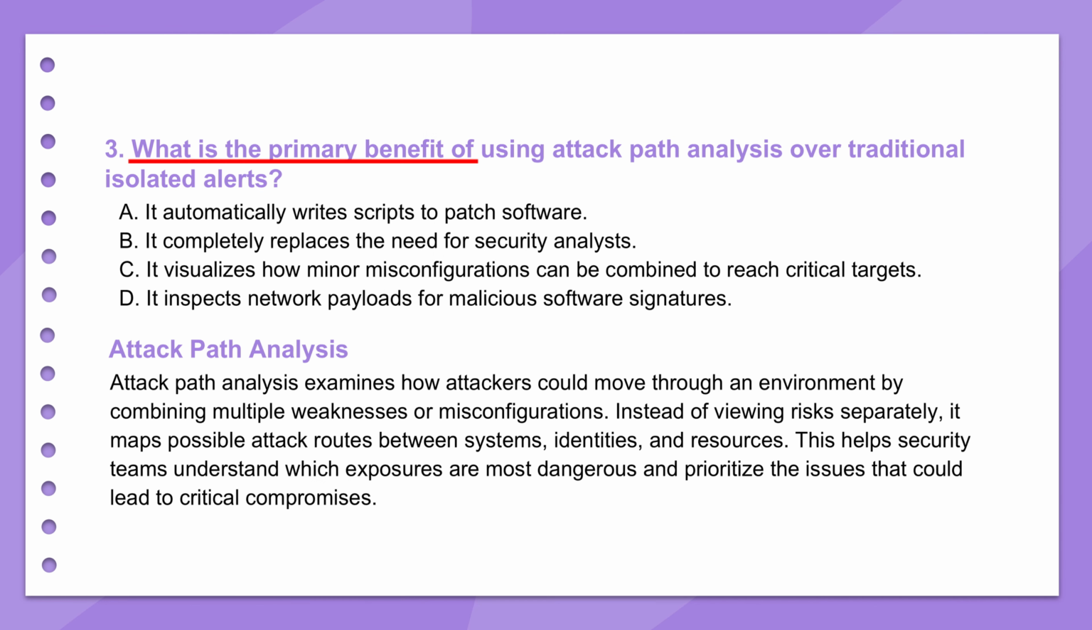Question 3. What is the primary benefit of using attack path analysis over traditional isolated alerts? A, it automatically writes scripts to patch software. B, it completely replaces the need for security analysts. C, it visualizes how minor misconfigurations can be combined to reach critical targets. D, it inspects network payloads for malicious software signatures. The correct answer is C. Attack path analysis maps the relationships between identities, permissions, and workloads, giving security teams visibility into how minor misconfigurations can be chained together to reach critical targets.